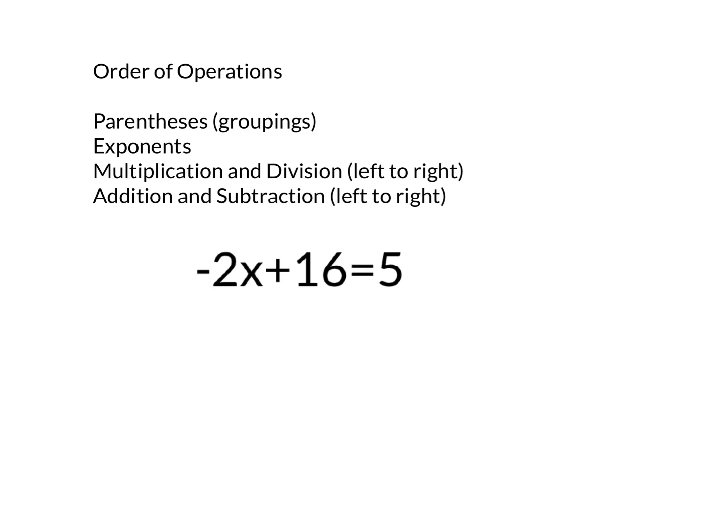All right, on the next one, again, no parentheses or exponents. Again, I am multiplying, this time by negative 2. And then I am adding 16. So the opposite of those is to subtract 16 and divide by negative 2. And I'm going to go in that direction.